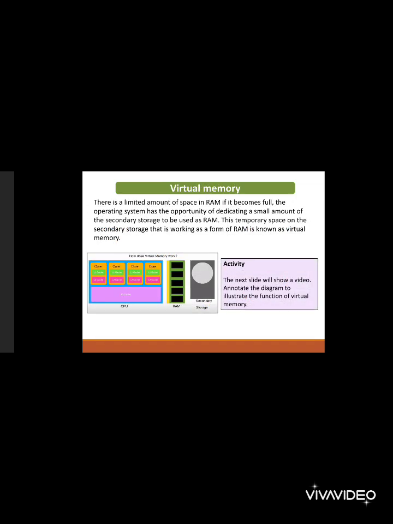There's a limited amount of space on your RAM. If it becomes full, the operating system has the opportunity of dedicating a small amount of secondary storage to be used as the RAM. This temporary space on the secondary storage that is working as a form of the RAM is known as virtual memory.